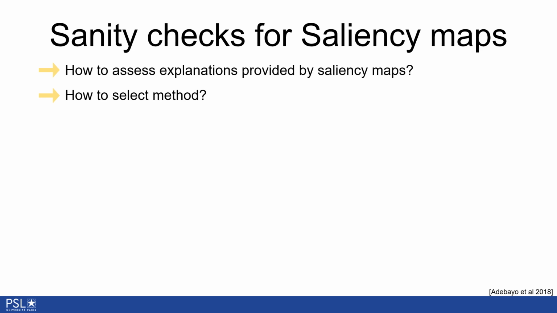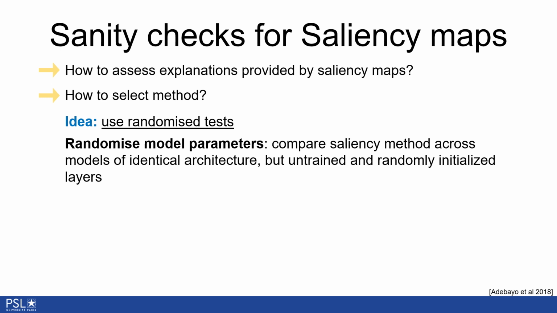This paper addresses the question of how to assess explanations provided by saliency maps and how to select a method for computing saliency maps. The main idea is to use randomized tests, and the authors examined two types of tests. The first type of test is where model parameters are randomized. The goal here is to compare saliency map methods across models with identical architecture but with untrained and randomly initialized layers. The authors also use the second type of test, where instead data is randomized by permuting image labels.